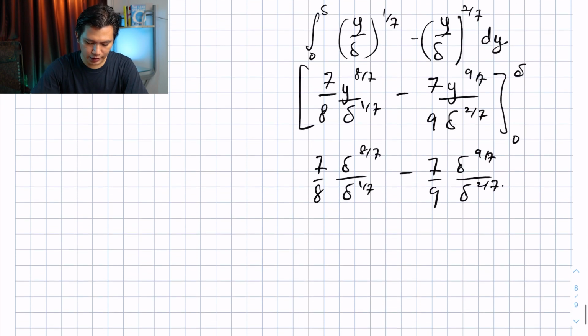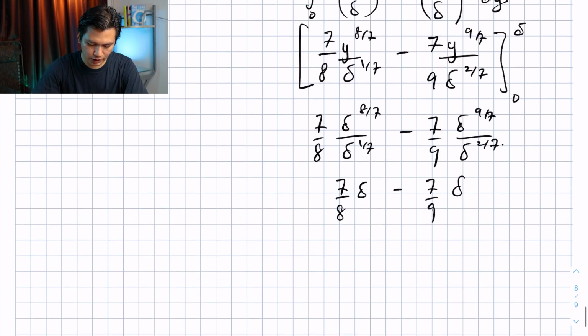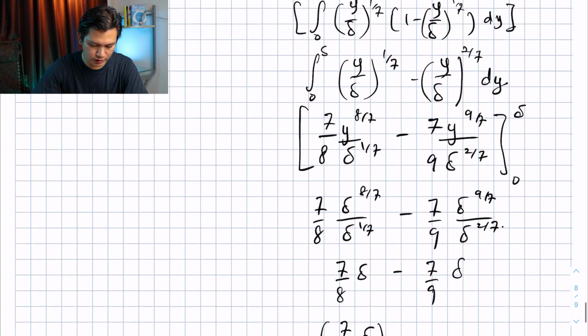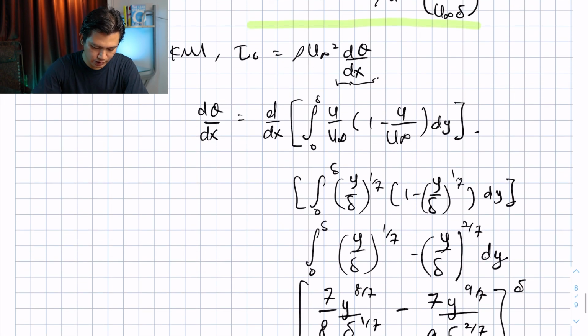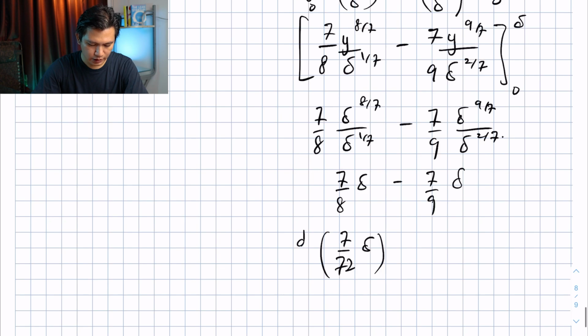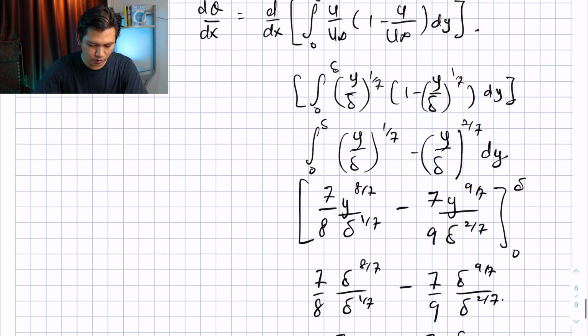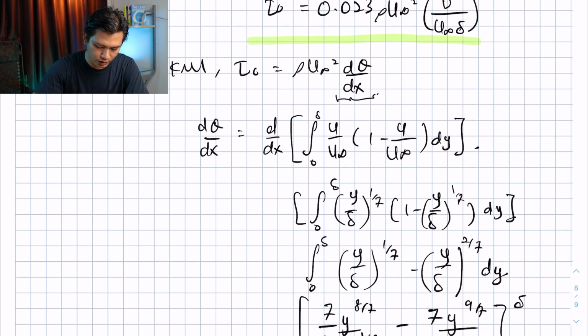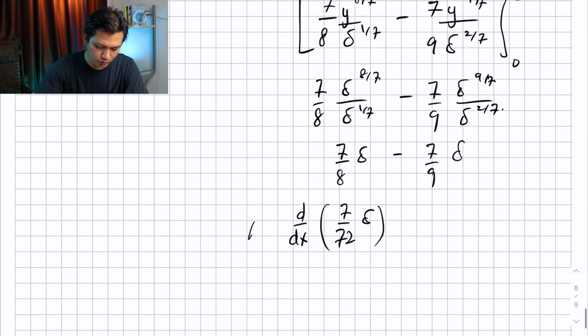In the end, you'll end up with 7 over 8 del minus 7 over 9 del. That means you're going to have 7 over 72 del here. And to put everything back into this equation, this is d over dx, and then you multiply it with rho u infinity square. And this is equal to tau.